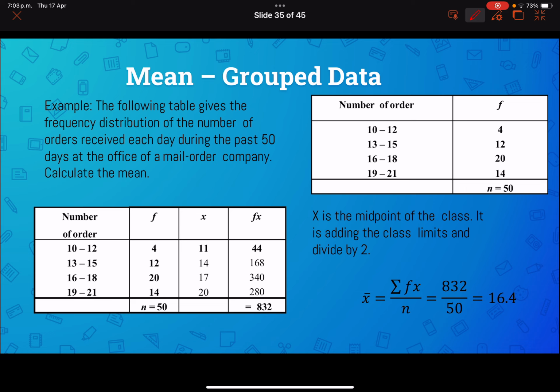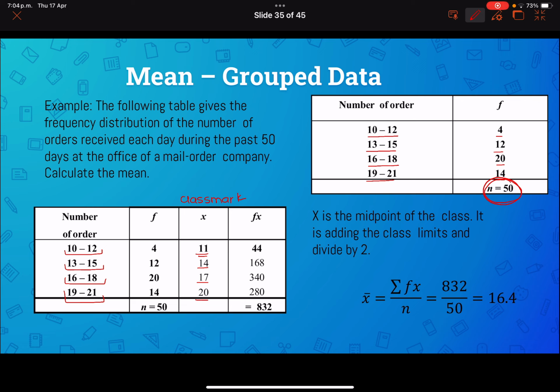So it says we have between 10 and 12 orders, we have 4. Between 13 and 15 orders, we have 12. Between 16 and 18 orders, we have 20. And between 19 and 21 orders, we have 14. And my total is 50 orders. Okay, so this is what we're going to do. We're going to get the class mark. The class mark is the midpoint, so it will give me 11. The midpoint of this gives me 14. This gives me a 17, and this gives me a 20.